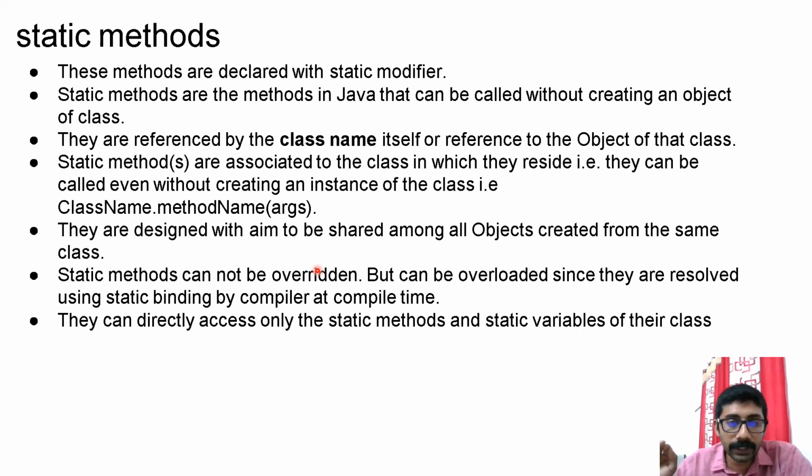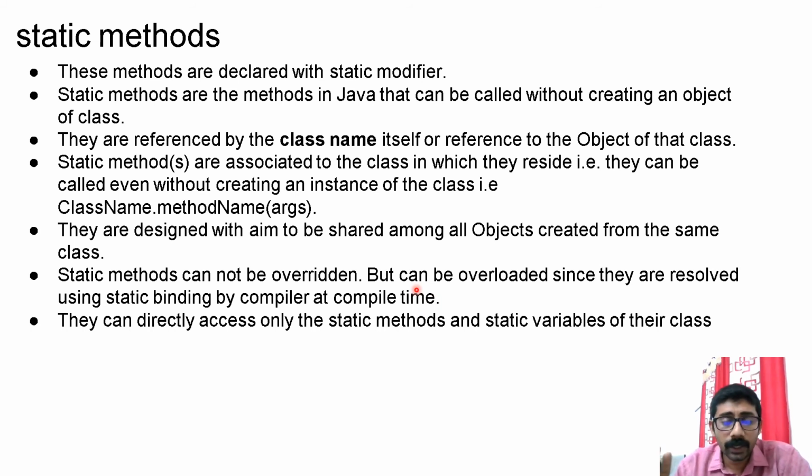Static methods are associated with the class in which they reside. They can be called even without creating an instance of the class. The syntax is class name dot method name. They are designed to be shared among all the objects created from the same class. Static methods cannot be overridden, but can be overloaded, since they are resolved using static binding by the compiler at compile time.